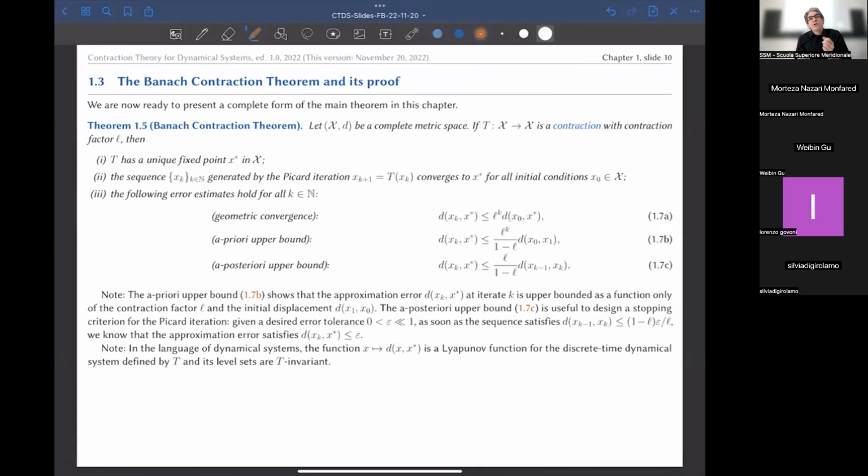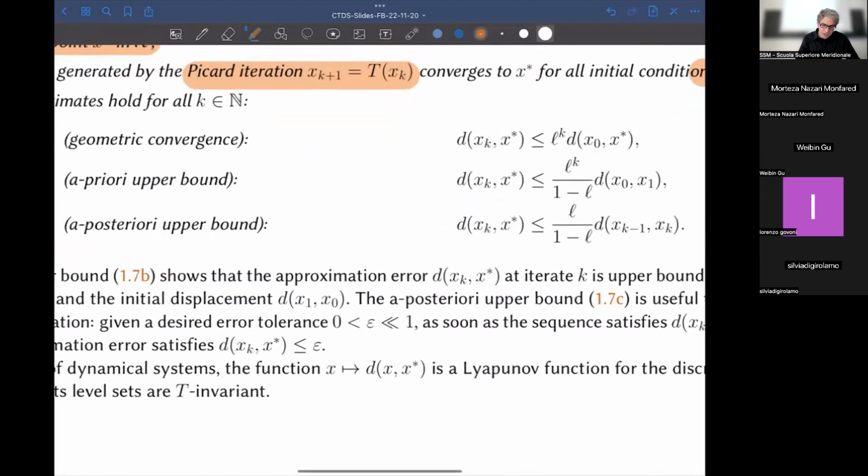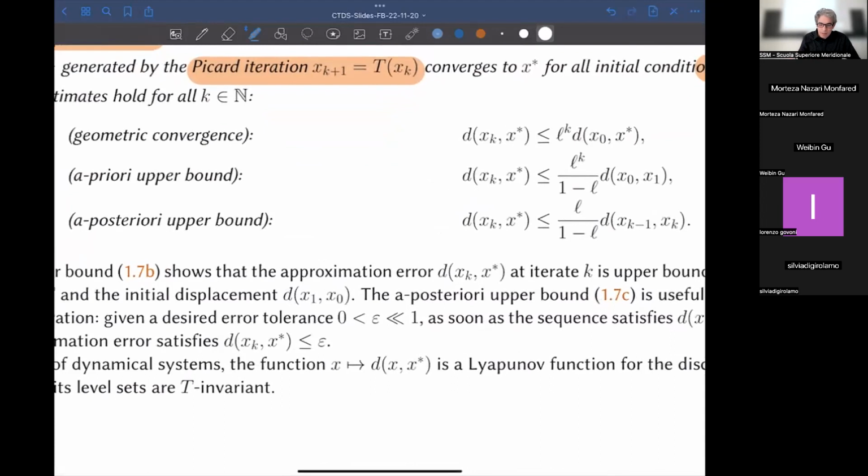That's the beauty of this theorem. It requires very little setup. You have a metric space, so you have a metric, and it's complete. And people give you a contraction with a factor L. Now you know beautiful things. There exists a unique fixed point. The Picard iteration converges to the unique fixed point from all initial points. And there exist three estimates on the sequence of points, three different estimates.